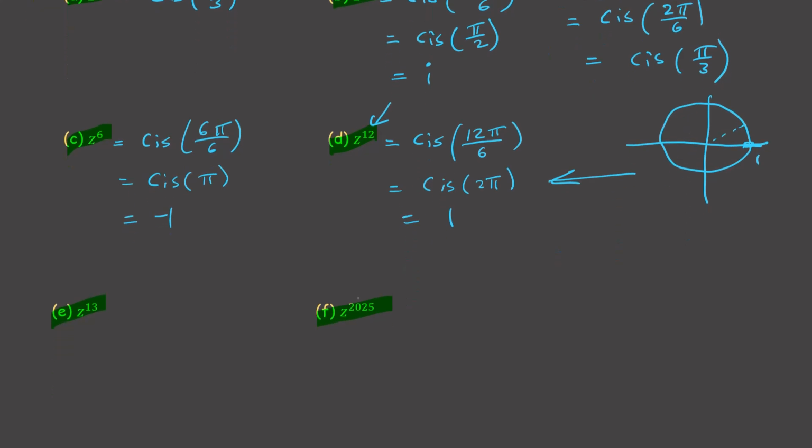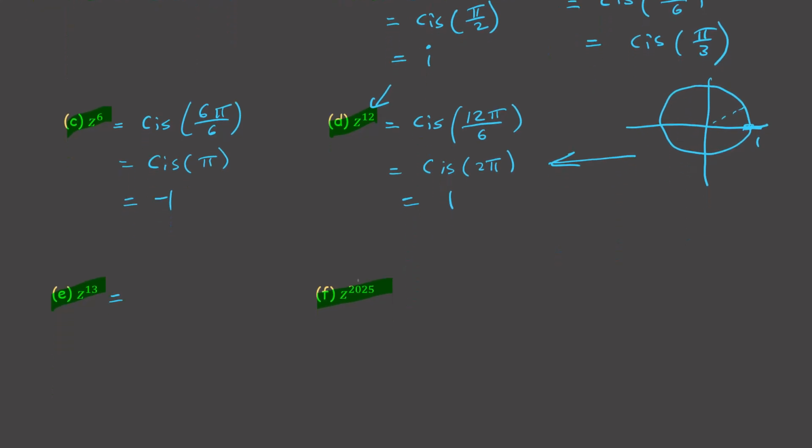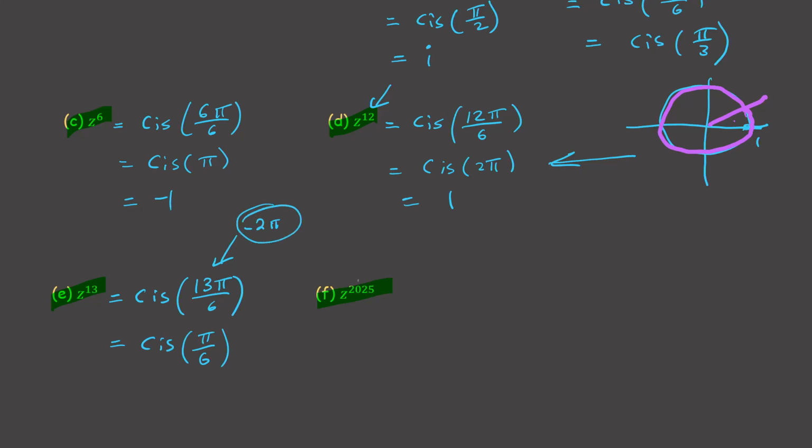Okay. So when we do z to the 13, that is cis 13 pi by 6. So that means that we've gone around and then on a bit more. So now we are where we started. That one is equal to cis pi by 6. And we know that because what we've done is we just subtracted 2 pi there to get it in the correct domain, the argument in the correct domain.